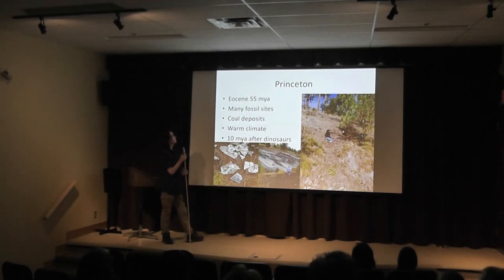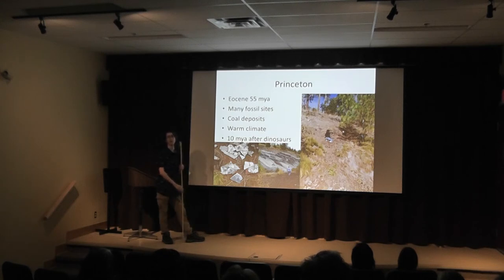The next fossil site I'll be going over is Princeton. Now, the fossils in Princeton are around 55 million years in age from the Eocene epoch. So this is after the dinosaurs went extinct, about 10 million years after. And there are many, many fossil plants found there, as well as coal deposits, showing it was a very abundant forested area. And it had a warm climate, as many tropical plant fossils have been found there as well.